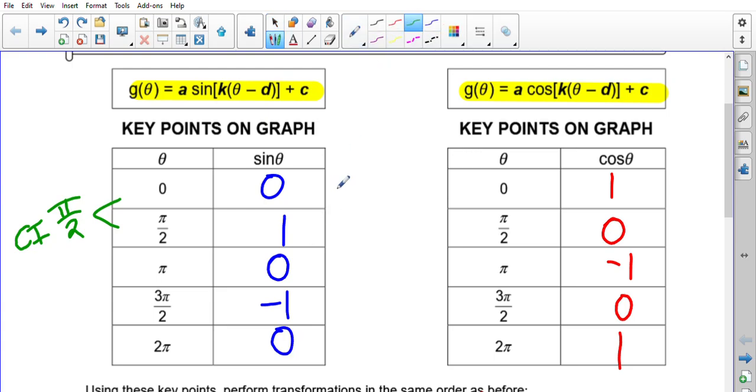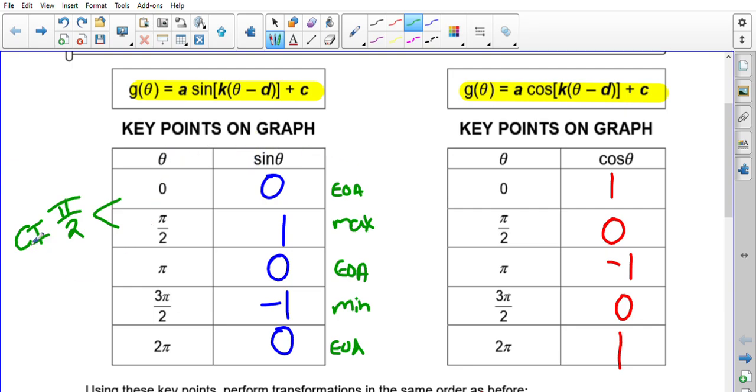Okay, so it always starts at EOA, okay, then max, back to EOA, min, and EOA. That is, of course, because sine theta has a positive a value. Okay, so assuming positive 1.